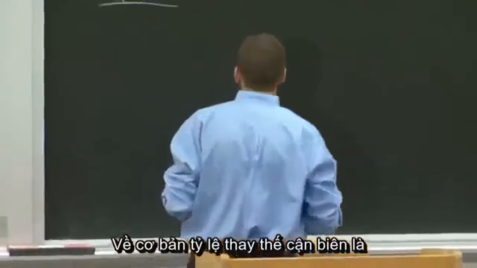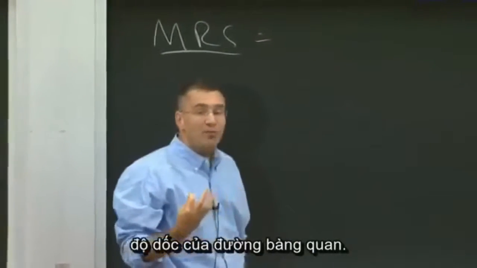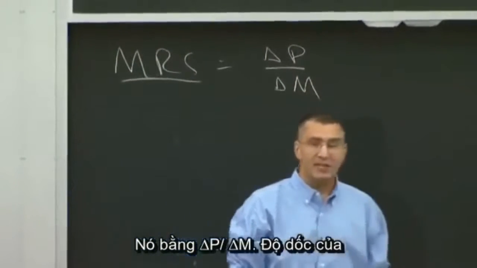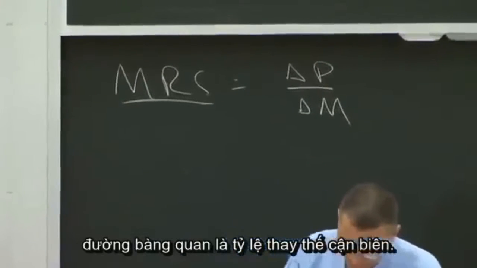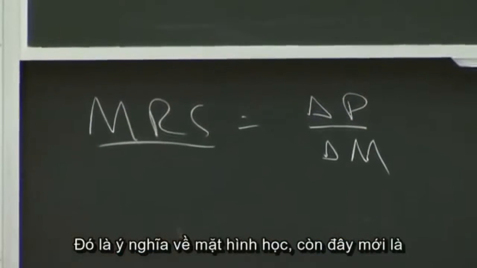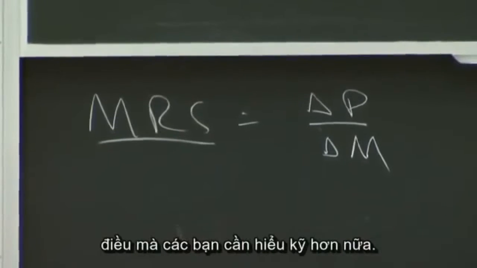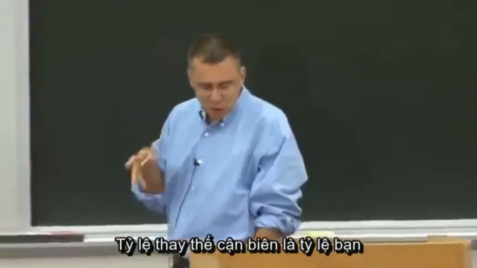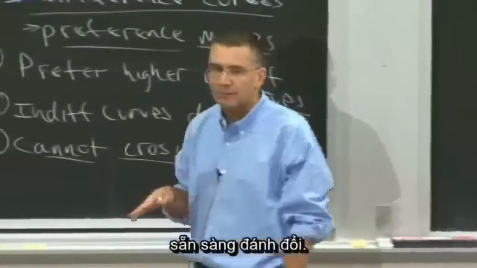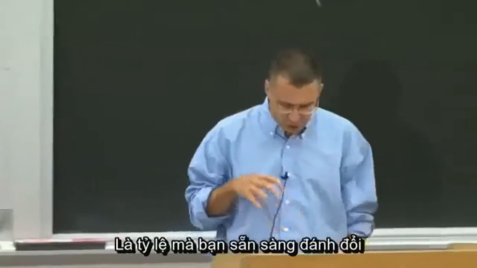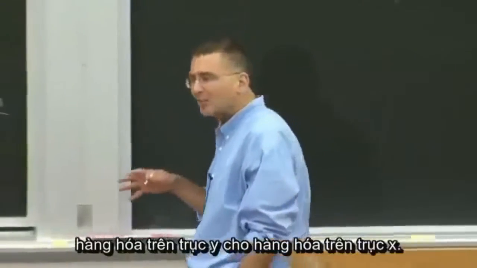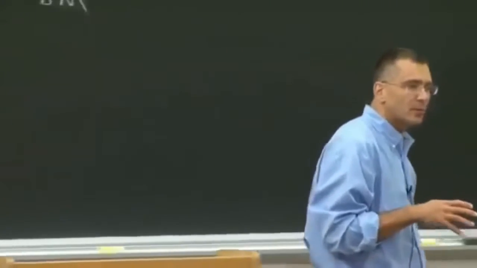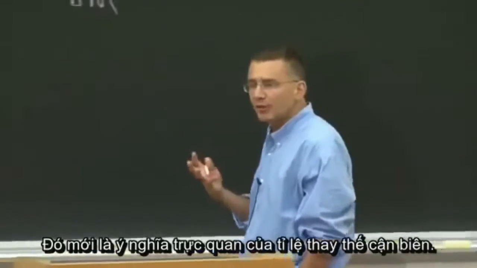The marginal rate of substitution technically is the slope of the indifference curve. It's delta P over delta M. The slope of the indifference curve is the marginal rate of substitution. Okay? That's what it means graphically. But here's what you have to understand at a deeper level. What it really is, it's the rate at which you are willing to trade off the y-axis for the x-axis. The rate at which you're willing to trade off pizza for movies. Okay? So that's what it means intuitively.